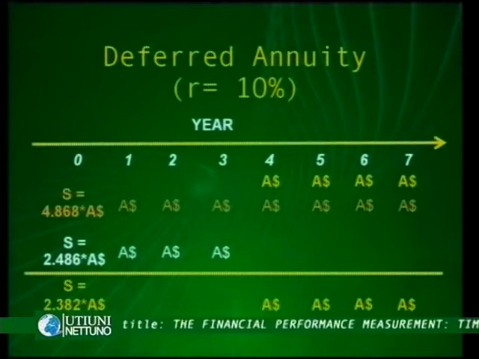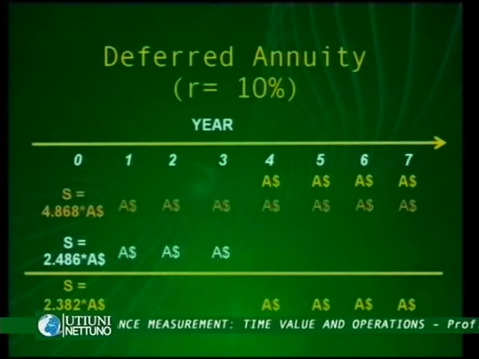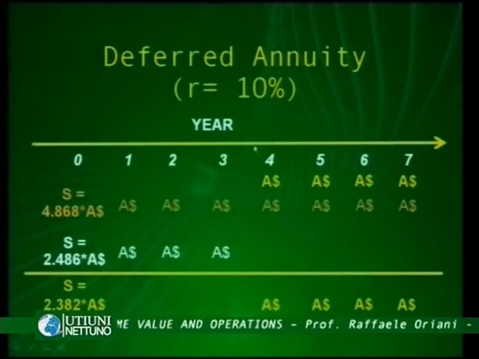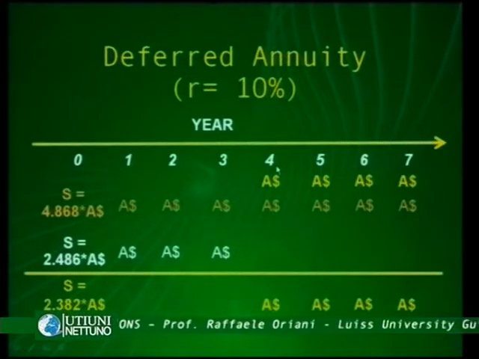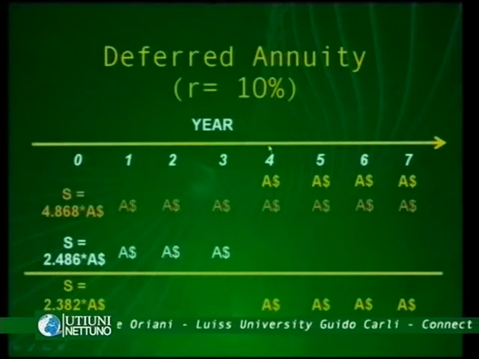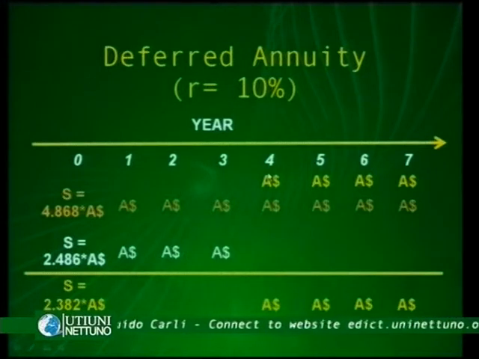Well, one way to simply resolve this issue is the following. Let's consider an example where we have a discount rate of 10%. We have again a project of 7 years, and we have again an annuity starting from year 4. This annuity is equal to $8 per year for years 4, 5, 6, and 7. How can we calculate the present value of this annuity?